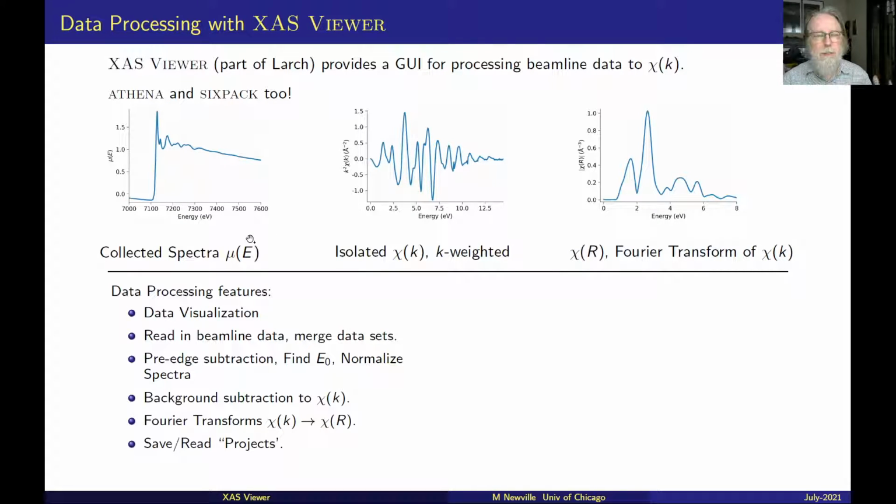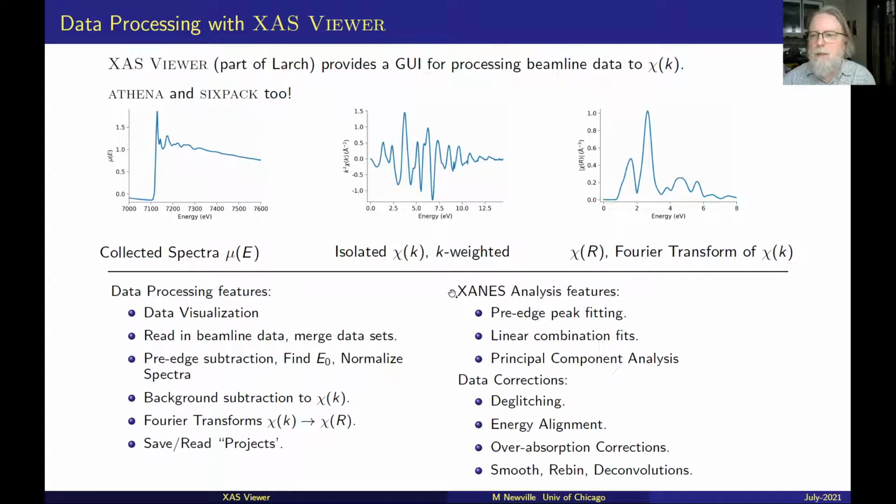So the data processing features of XAS Viewer, and actually Athena and Sixpack have almost all of these features as well, or all of them, or with some differences, is that they can do data visualization and read in raw data and do merging of data and merging of multi-element detector data and so on. They can do the pre-edge subtraction, find E0, and normalize the spectra, and then they can do the background subtraction all pretty much in the same way to get chi of k. They'll also be able to help you do Fourier transforms, and then you can also reread data and save them into projects and so on.